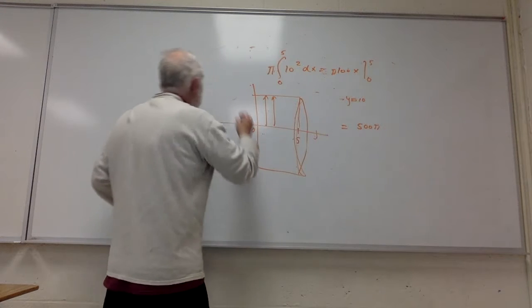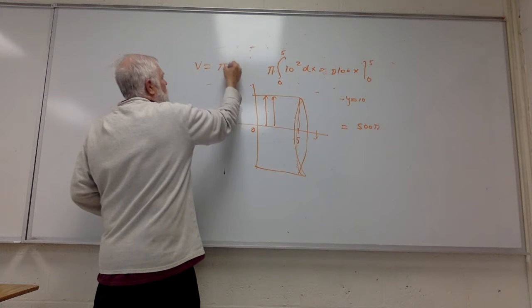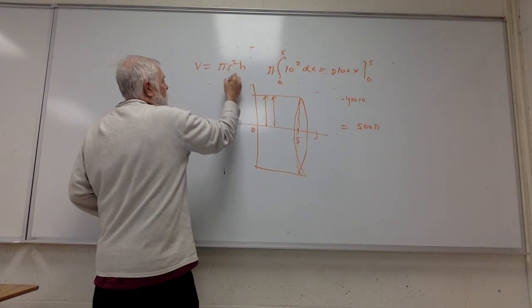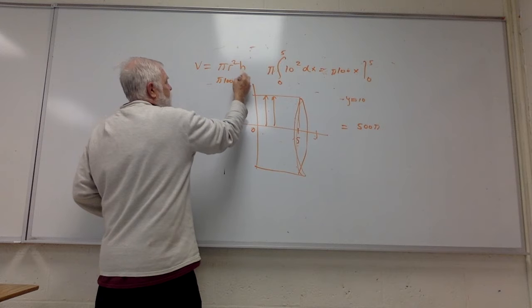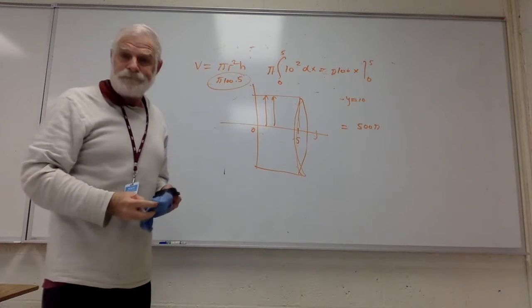Okay, so let's go back to our formula. Volume equals pi r squared h. Well, r is 10, so that's 100 pi, and h is 5. Boy, it matches up with the geometric formula.